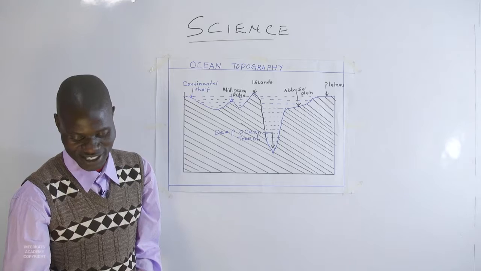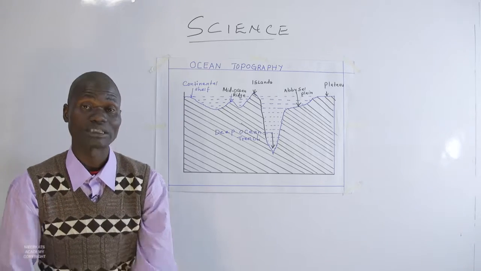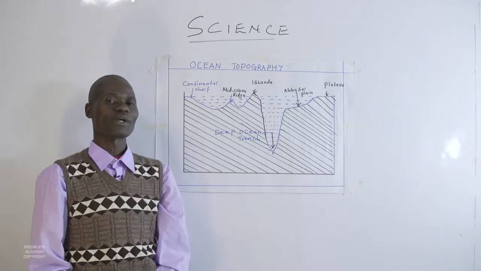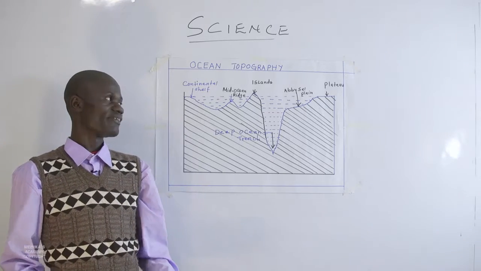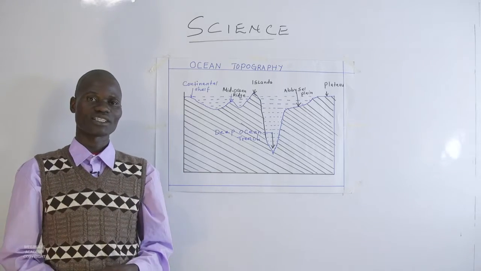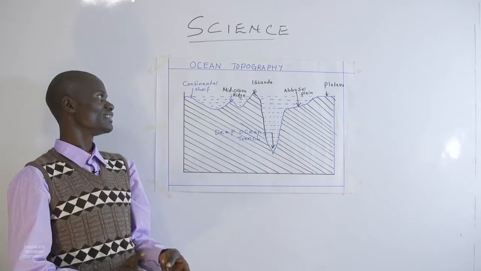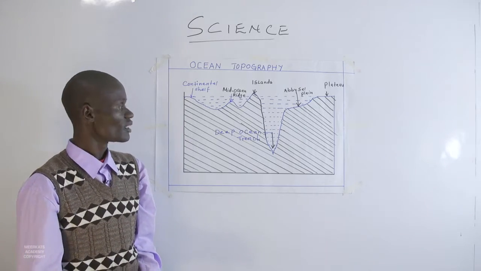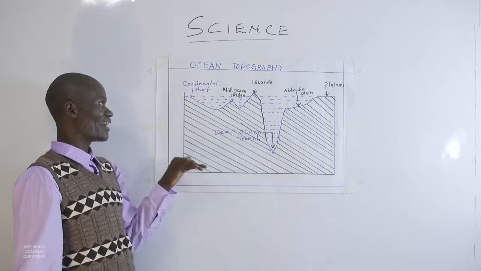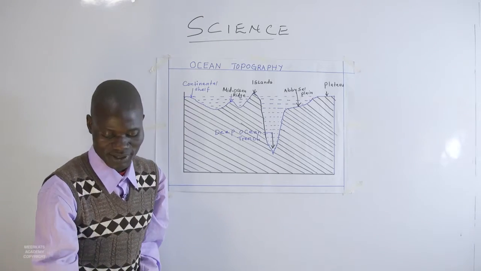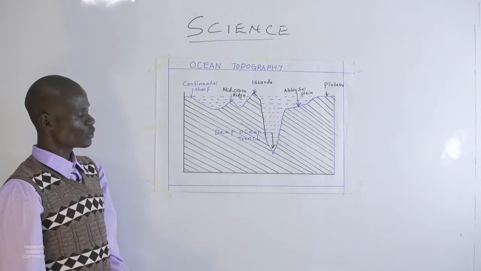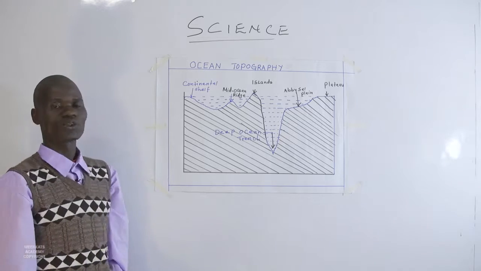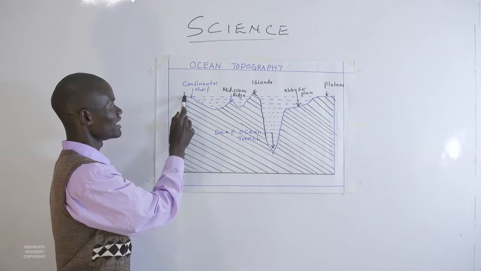there are various features that are found on almost every ocean. As we have already discovered, we have various oceans. That is the Pacific Ocean, the Atlantic Ocean, the Indian Ocean, the Arctic Ocean, and the Antarctic Ocean. Most of the oceans have what we call the ocean topography, and the ocean topography is made up of various features. And one of the features is the continental shelf.